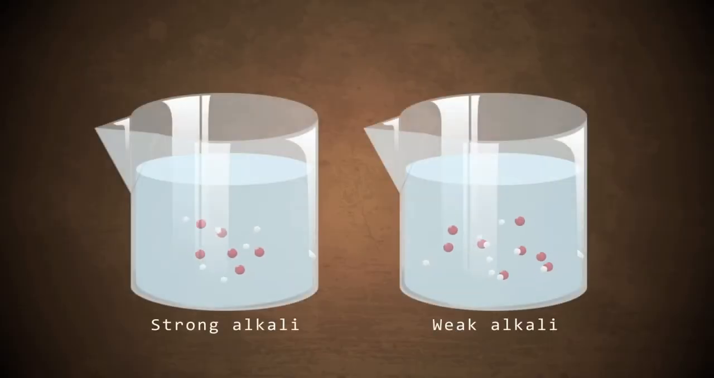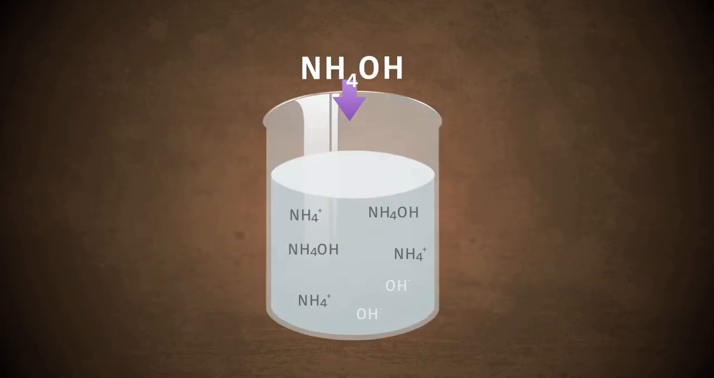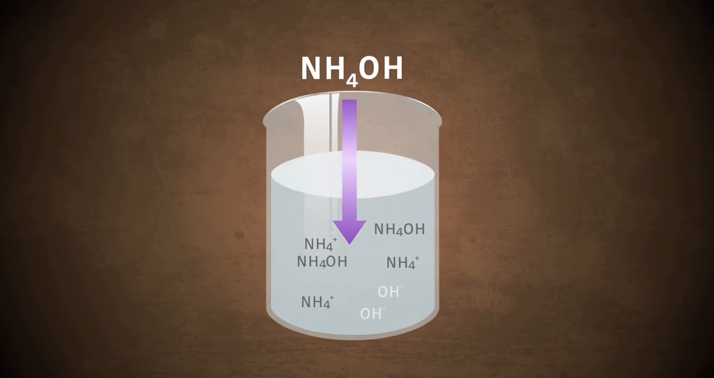In contrast, a weak alkali is one that does not completely dissociate in water. A good example of a weak alkali is ammonium hydroxide. In water, it does not completely dissociate into its respective ions. Note the equilibrium arrow. The concentration of OH- ions in a solution containing a weak alkali will be much lower.